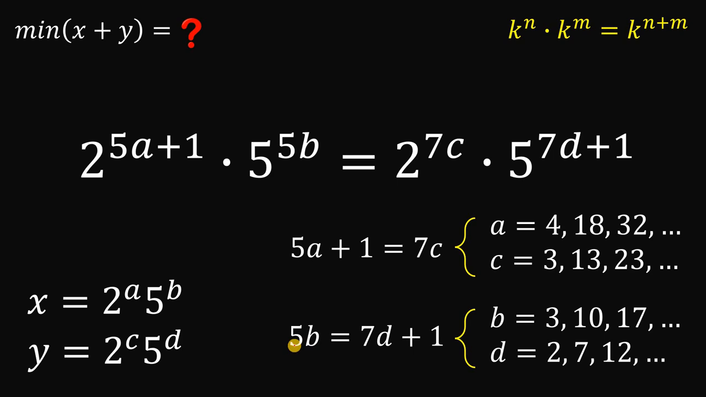The reason is 5 times 3 will give us 15. And 7 times d, where d is 2, so 7 times 2 is 14. 14 plus 1 is the same thing as 15. So they are equal. This is the same also when b is 10 and d must be equal to 7, and so on and so forth.